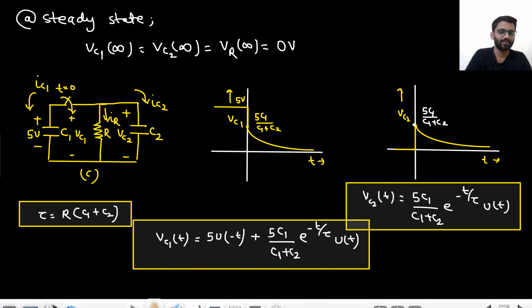What about IC1 now and IC2? What is happening in IC1? First a negative impulse, then a negative value that decays down to 0. Are you understanding? It is too much, I know, but if you revise it once again, it will be all clear to you. I am explaining very neatly, I guess. What will be IC1? Here we will have an impulse, right? VC1 goes from 5 down to 5C1 upon C1 plus C2, so because of the sudden change we will have an impulse. Then VC1 is going down.